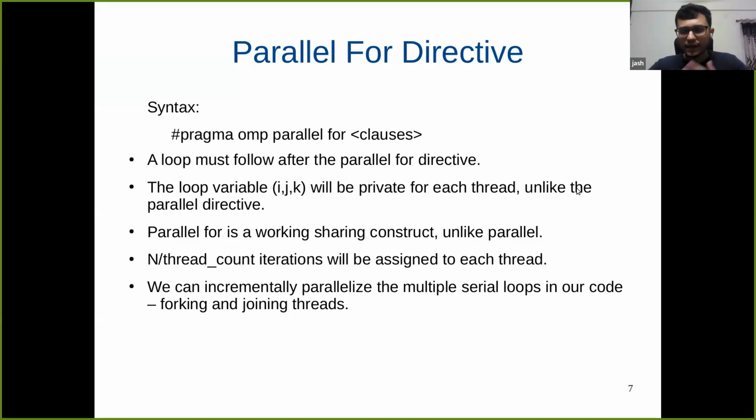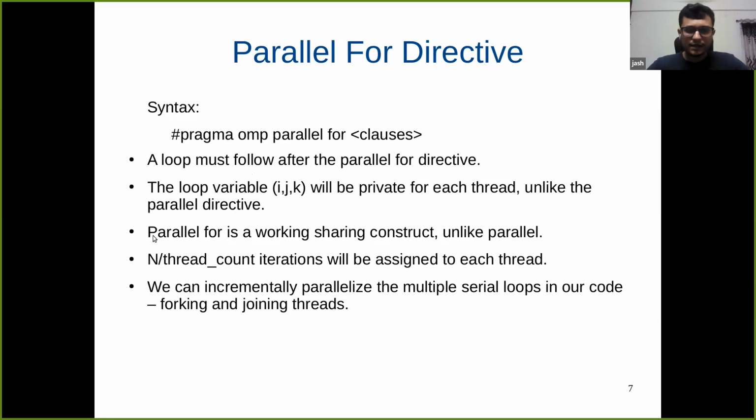So in the parallel directive, if we specify some variable i outside that parallel region, then it will be shared. In fact, in this case also, the total variable was shared in the example that we saw. But the loop variables will be private for each thread. So that is one point.